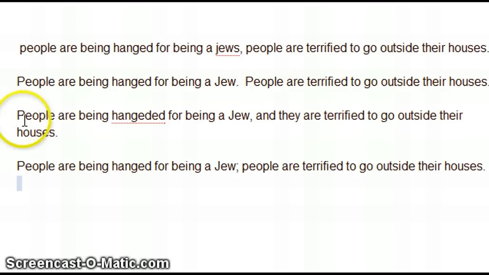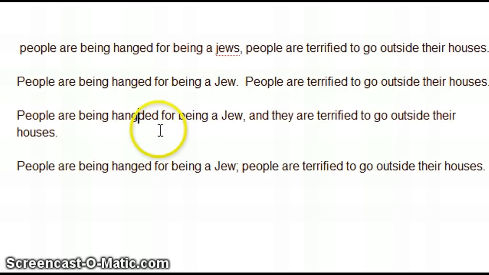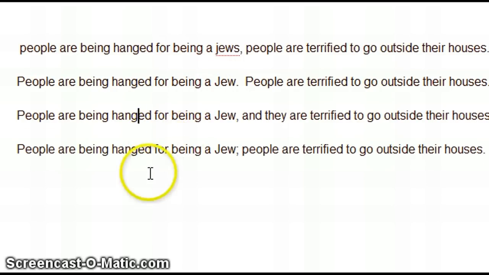Another way I could solve that, people are being hanged. I have some small little problems there. People are being hanged for being a Jew, comma, and they are terrified to go outside their houses. And people are being hanged for being a Jew, semicolon, people are terrified to go outside their houses. So there's lots of ways to fix a run-on sentence.